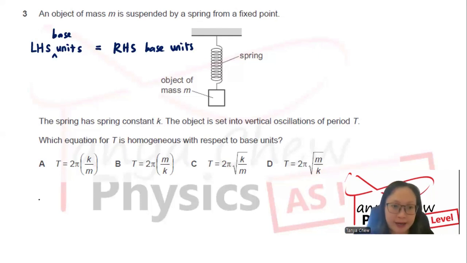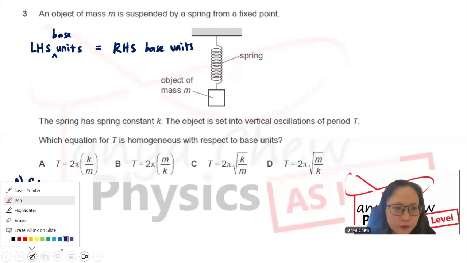T, let us look at A. The left-hand side unit is T. T is a period, so the unit of T is second. For A, I'm going to do it here. Second is equal to 2 pi. 2 is a number. Pi is a constant without a unit, so we just ignore it. Now, the problem is the k, the spring constant.